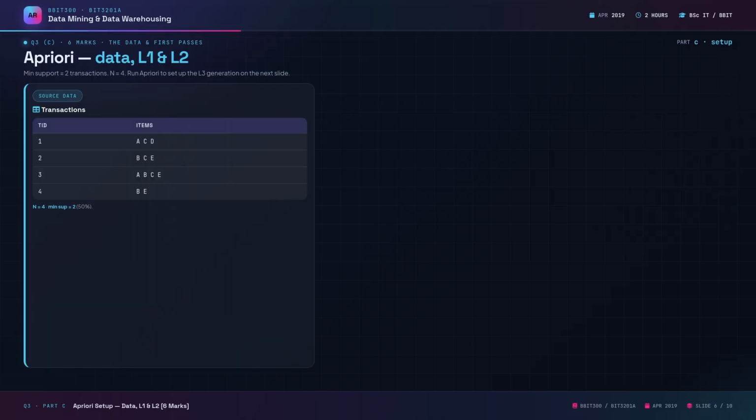Pass 1, scan every transaction and count each item. A appears in 2 transactions, B in 3, C in 3, D in only 1, and E in 3. Drop D since 1 is below the threshold of 2.